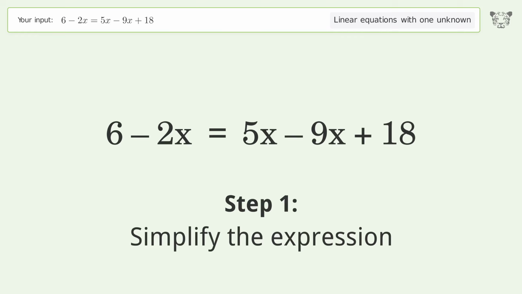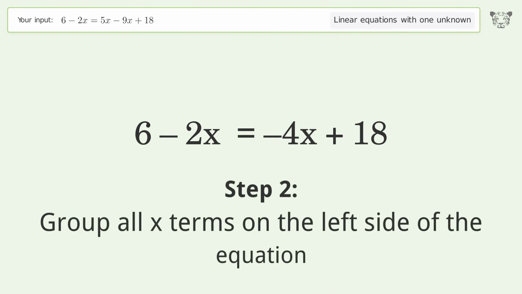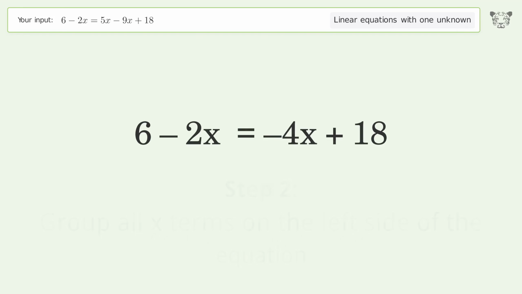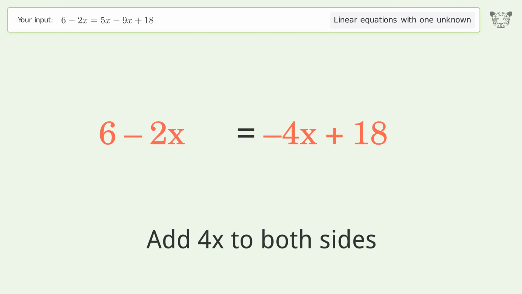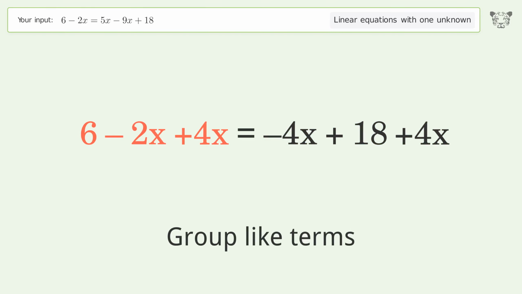Simplify the expression. Simplify the arithmetic. Group all x terms on the left side of the equation. Add 4x to both sides. Group like terms.